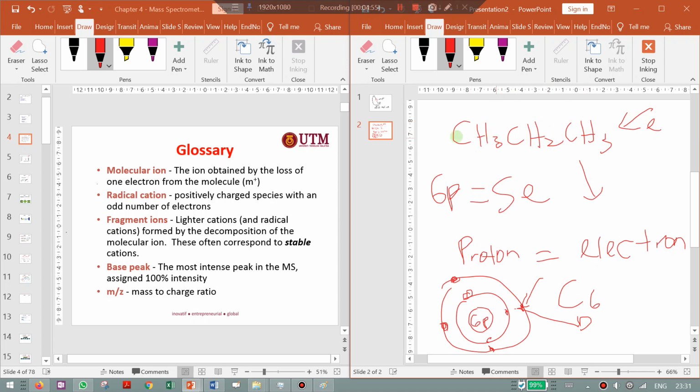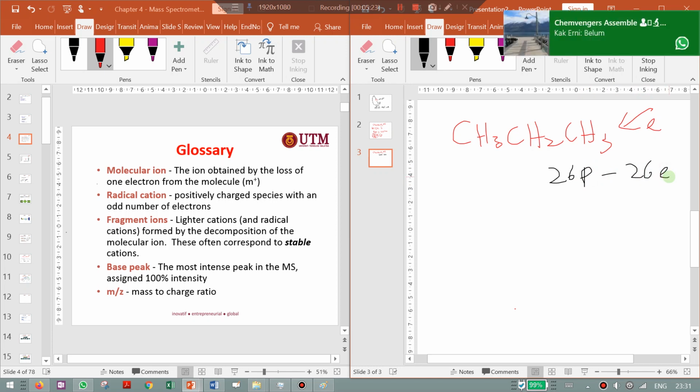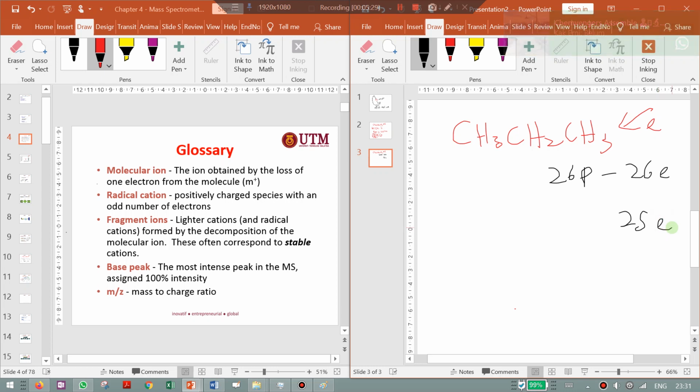For example, if we can calculate over here, C6H, how many H? H is 3 plus 2 plus 3 we have 5, 8 plus 6 multiplied plus 18 we have basically 26 proton and 26 electron. Okay, when we remove one of the electron, it become 25 electron. Okay, remember when the molecule is complete, it should have an even number of electron.